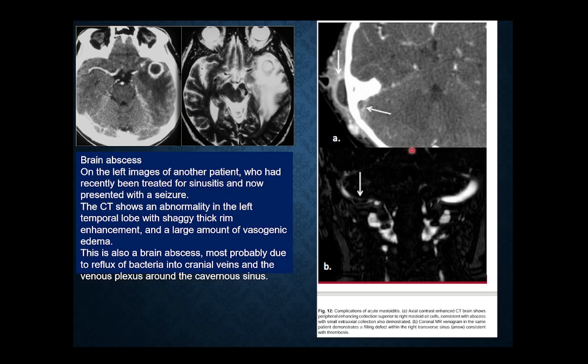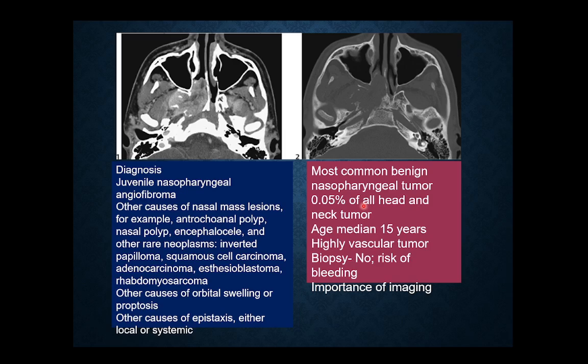Another image showing a left temporal lobe abscess because of the complication of sinusitis or mastoiditis. It is showing thick peripheral enhancement, a subperiosteal collection, and this is a parenchymal collection or abscess formation. And these are MRV images where this is the left transverse sinus, and this one is the right transverse sinus, and it is showing thrombosis.